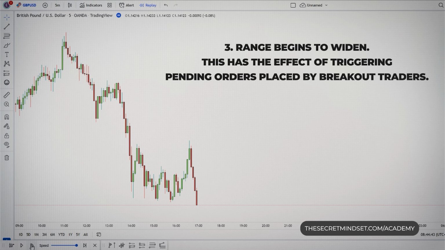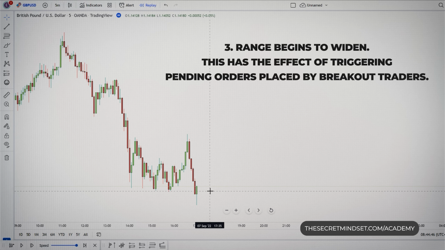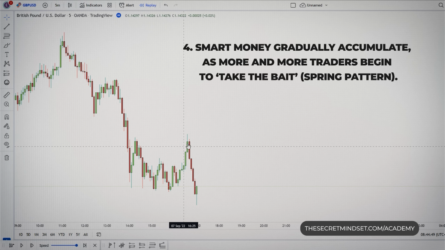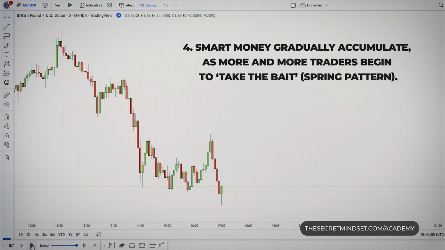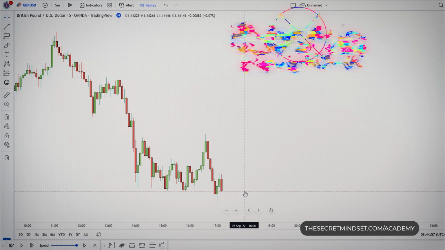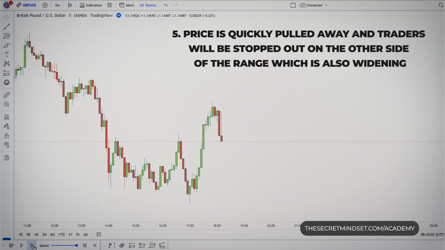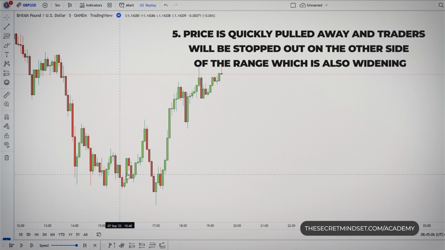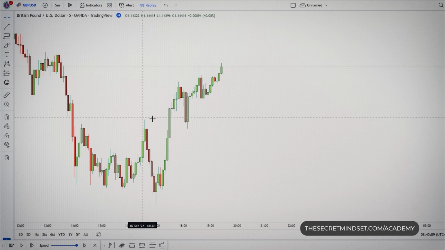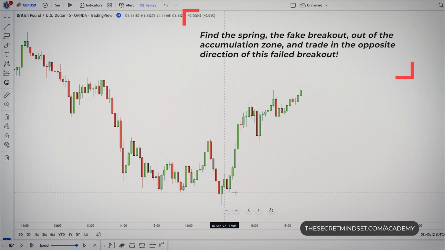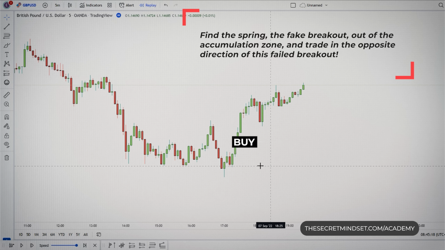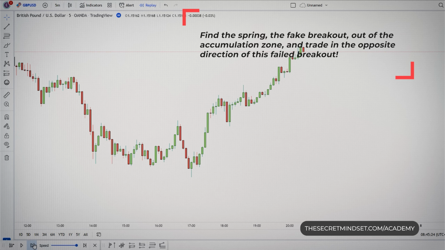This has the effect of triggering pending orders placed by breakout traders. Smart money gradually accumulates as more and more traders begin to take the bait. However, when they are triggered, the price is quickly pulled away, and they will often be stopped out on the other side of the range, which is also widening. Your play here should be, in the first place, to find the spring, the fake breakout out of the accumulation phase, and then to trade in the opposite direction of this failed breakout.